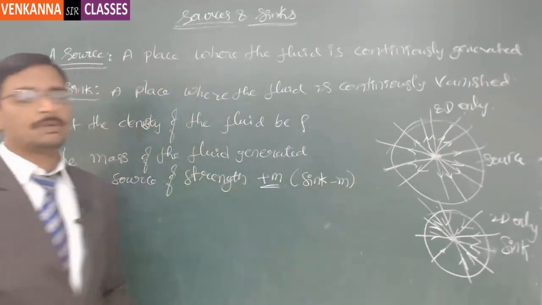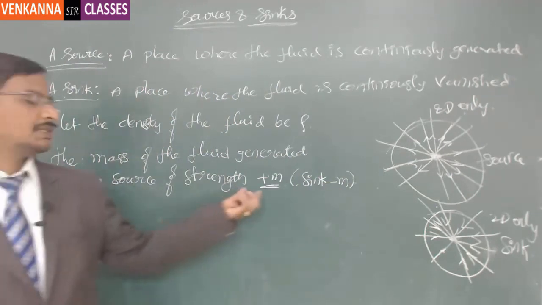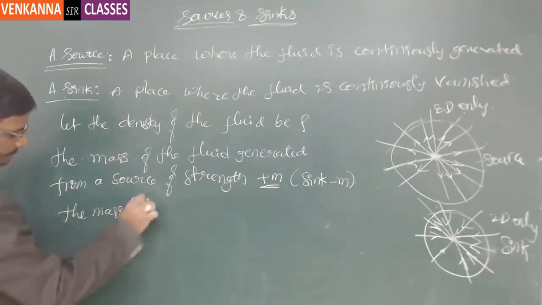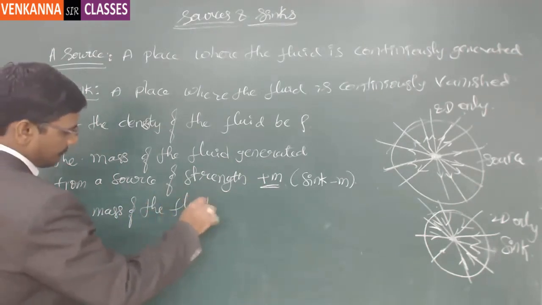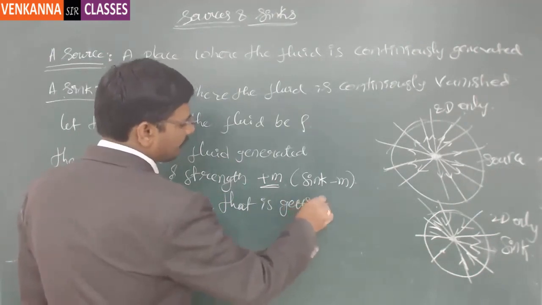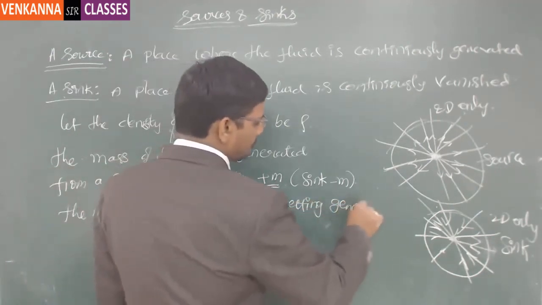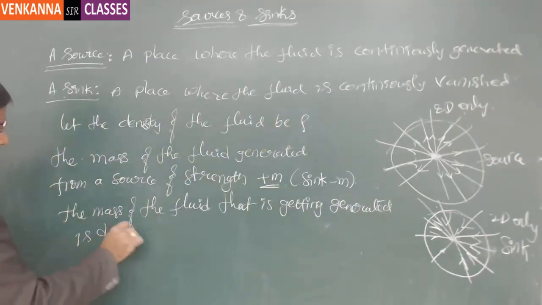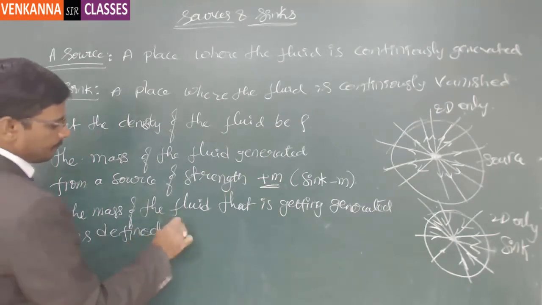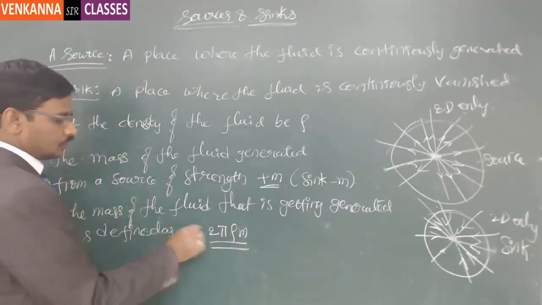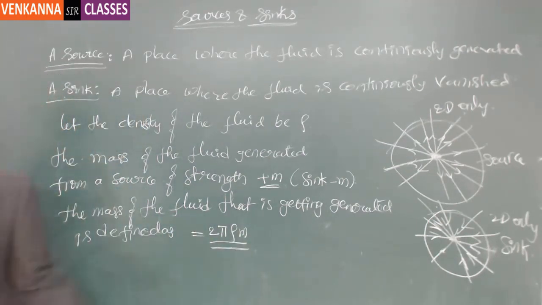So sink is usually represented with minus m, right? So the source strength is plus m. Then the mass of the fluid that is getting generated is defined as 2 pi into rho into m. So this is the mass of the fluid that is getting generated.